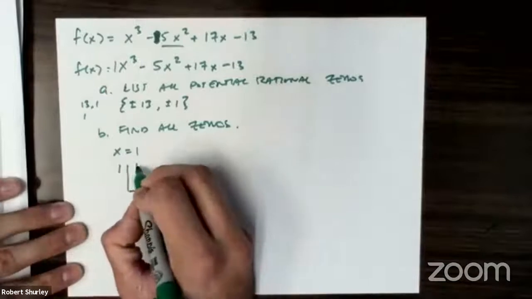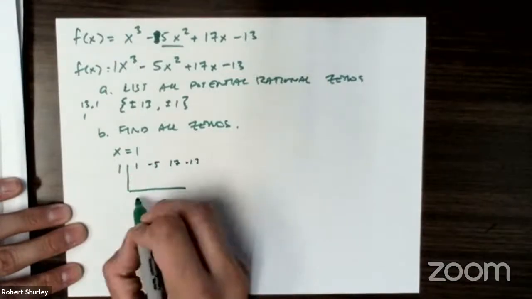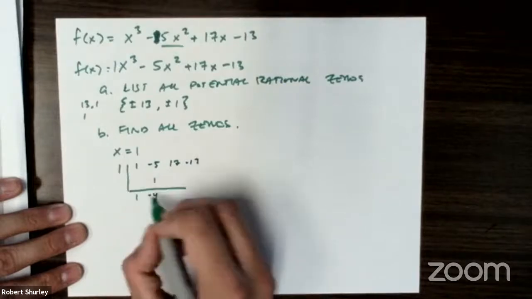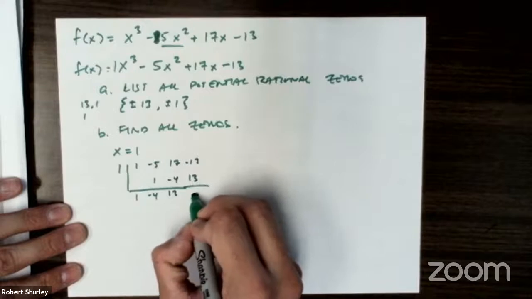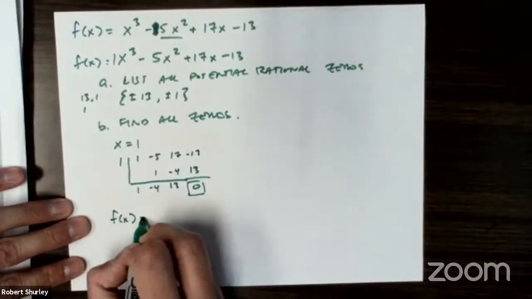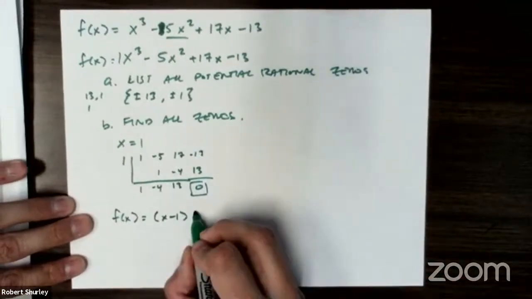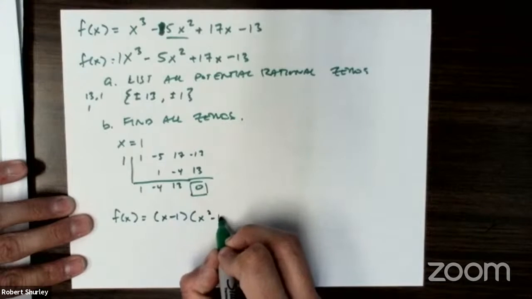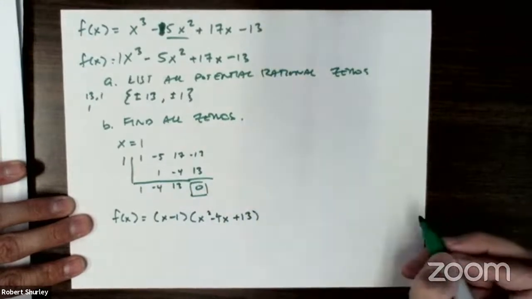And I wind up with 1, negative 5, 13, 17. Yep, I was right. 4, 13, positive 30. Oh yeah, you're right. Right, it winds up being a 0. So we get f of x equals x minus 1, because that 1 was a 0, and x squared minus 4x plus 13.